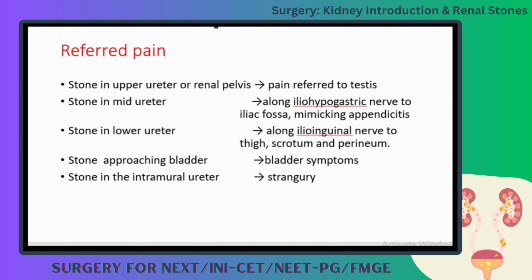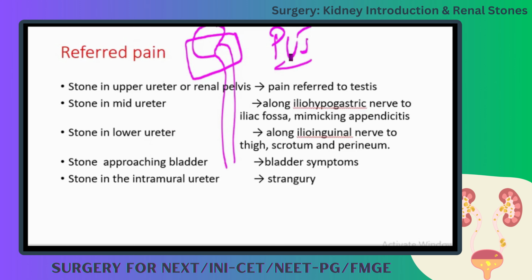See here. This is the kidney. This is the ureter. What is the junction known as? The junction between the kidney and the ureter. Pelvic-ureteric junction, very good. PUJ. Suppose the stone is in the upper ureter or in the renal pelvis. The pain is referred to the testis. So if a young male comes to our OPD, he will tell, sir, there is pain here, and sometimes I feel there is pain in the testis also. Then you will think that the patient has an upper ureteric stone, or the stone is in the pelvis. So this is the importance of referred pain.